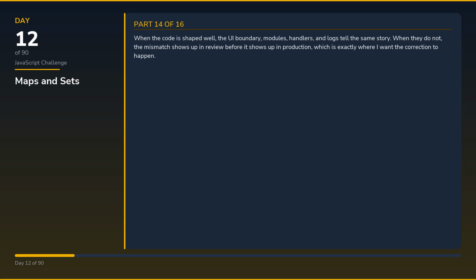When the code is shaped well, the UI boundary, modules, handlers, and logs tell the same story. When they do not, the mismatch shows up in review before it shows up in production, which is exactly where I want the correction to happen. That is why I keep practicing with one concrete path at a time. A small path is enough to reveal whether I understand the design or only recognize the tooling around it, and that is a much better signal than just getting the sample app to run once.